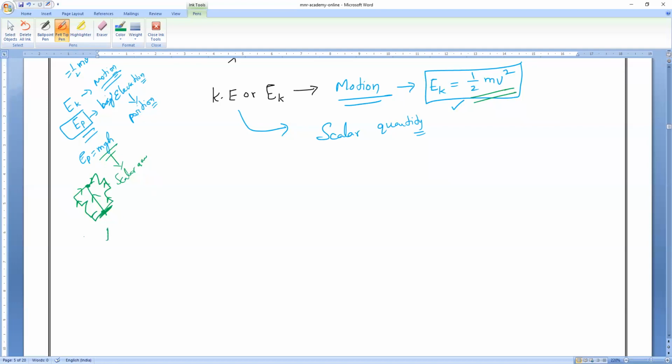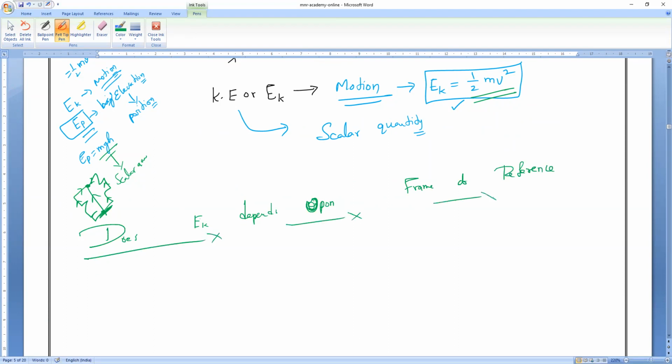Now, next important question. Does kinetic energy, Ek or K, your choice, depend upon the frame of reference? The frame of reference, I already taught you, in motion in a plane and motion in a straight line. Before that we started, like in 9th class.